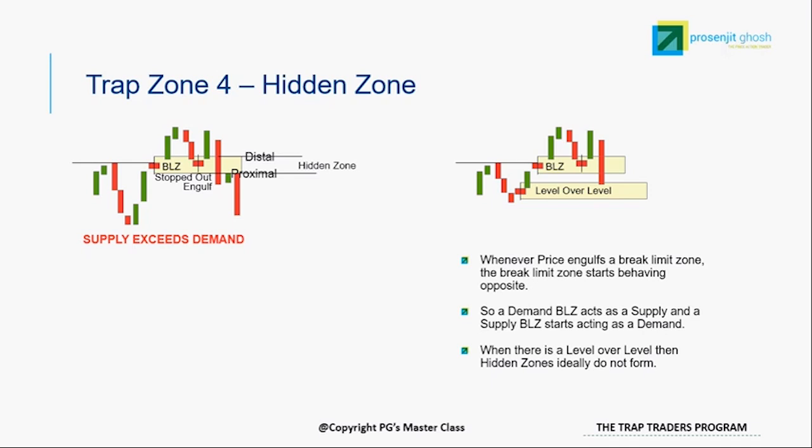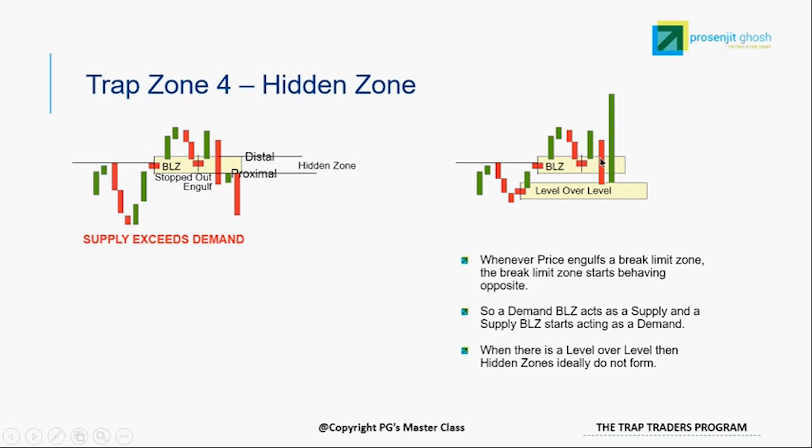Now in this case, a hidden zone might not be created, and price may again move up. So this is a check you need to do in the charts while you are looking for a hidden zone. If your break limit zone does not have a level over level, then if that break limit zone gets engulfed, it will surely work as a hidden zone. But if the break limit zone has a level over level, price will come down just to take the stop of the break limit zone, and then it will move up. So no hidden zone will be formed.